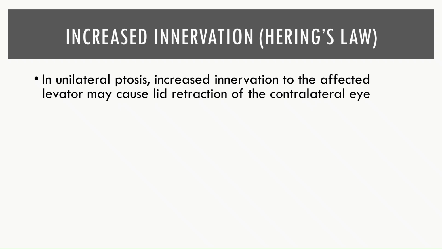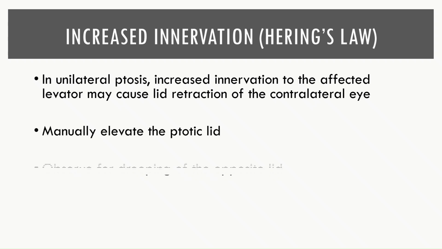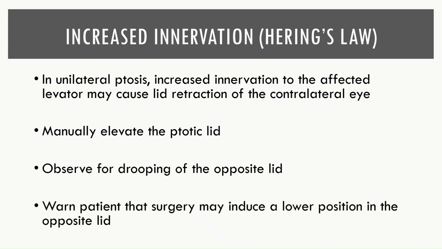Increased innervation may flow to the levator muscle of a unilateral ptosis, particularly in upgaze. Associated increased innervation to the contralateral normal levator will result in lid retraction. The examiner should therefore manually elevate the ptotic lid and look for drooping of the opposite lid. If this occurs, the patient should be warned that surgical correction may induce a lower position in the opposite lid.